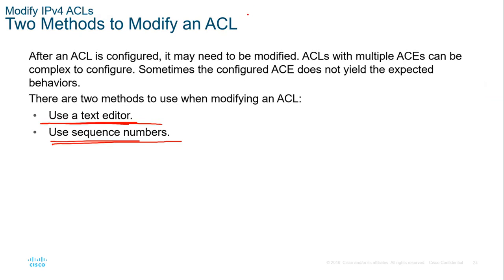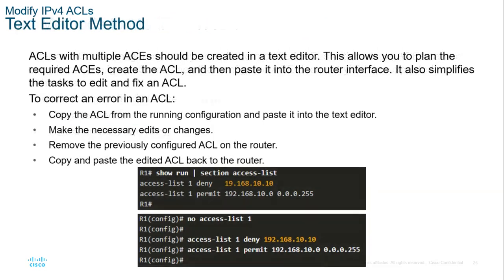Or you can use the sequence numbers. We saw that every entry has a number, maybe 10, 20. You can use this to edit, because when it comes to access control lists, the order matters. So the text editor method: you may have an error in the access control list, but not only errors. Maybe our access control list is not performing the way we want or meeting our targets. Maybe you want to add access control entries.